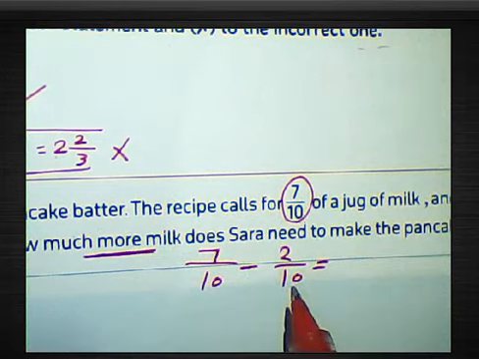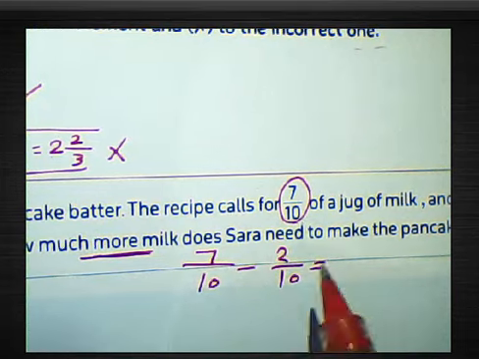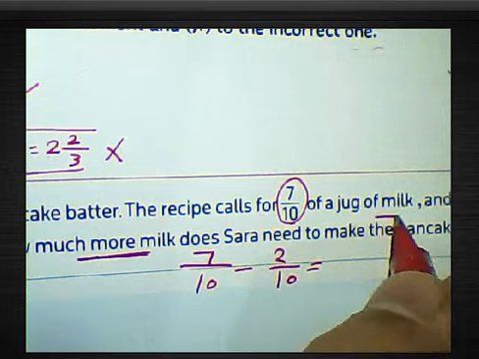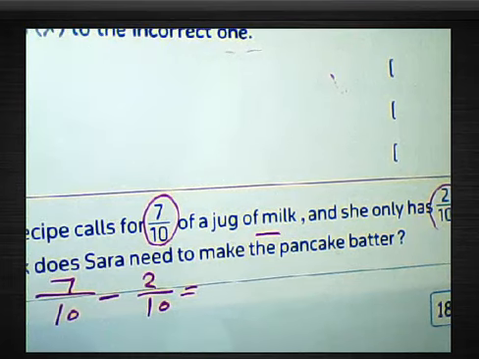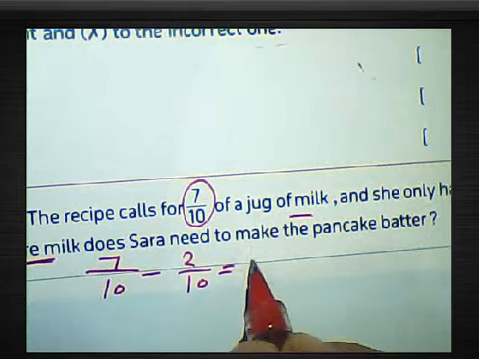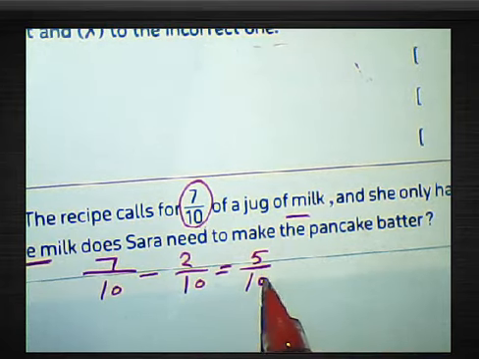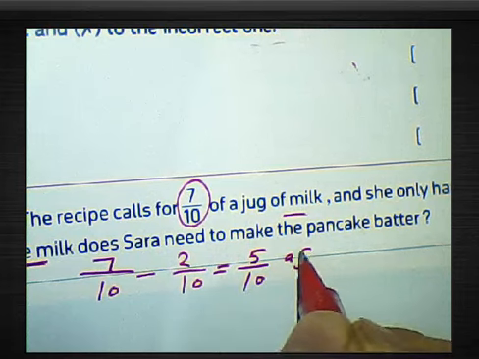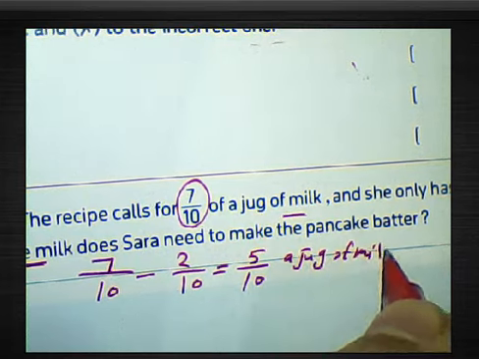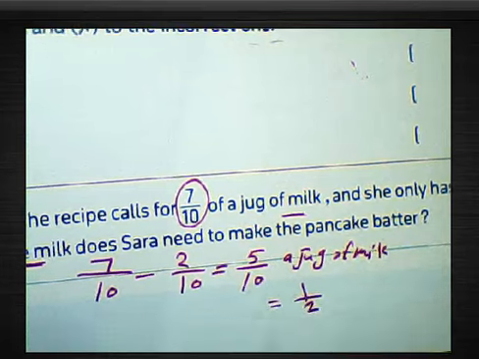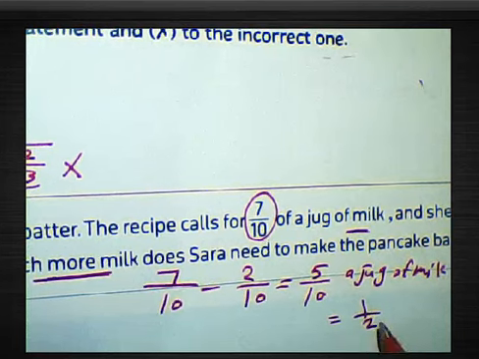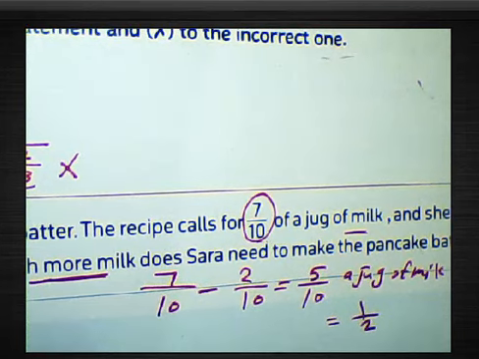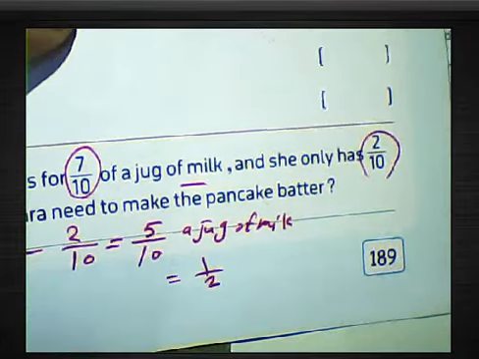Because she wanted to make pancakes. The pancakes need 7 over 10 of milk, but she has now only 2 over 10 of milk. So she wants a jug of milk about what? 5 over 10. She wants half a jug of milk. It will be 1 over 2. You can simplify this fraction. So the remainder will be half. She wants half a jug of milk. It was page 189. Okay.